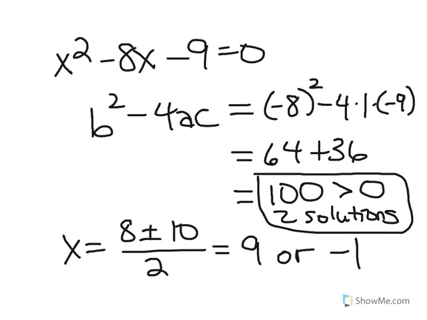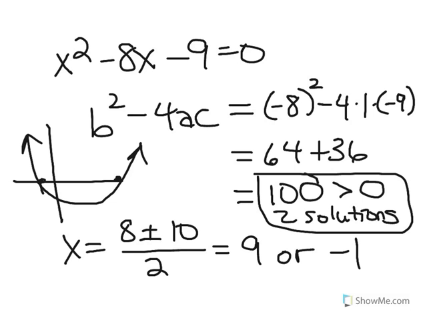And that information is useful. Another implication of it would be this. When we solve a quadratic equation, we're finding the x-intercepts, the places where the graph of the function hits the x-axis. In this case, the graph would hit the x-axis at negative 1 and at 9. So the parabola would look something like this.